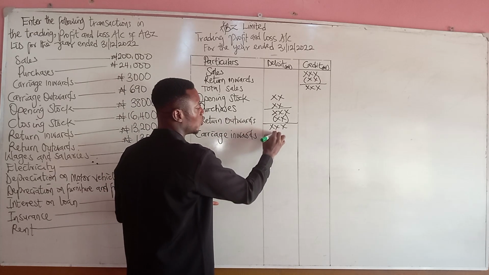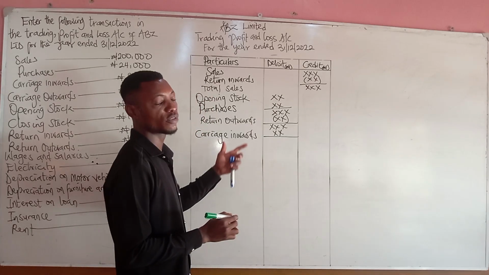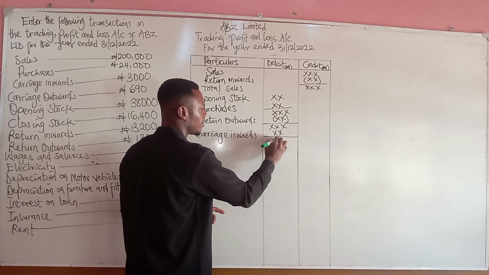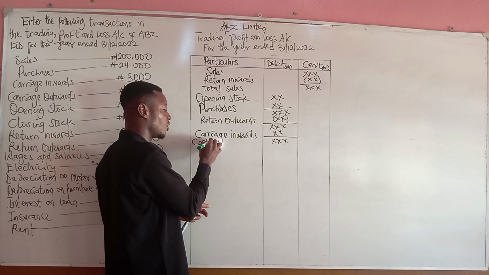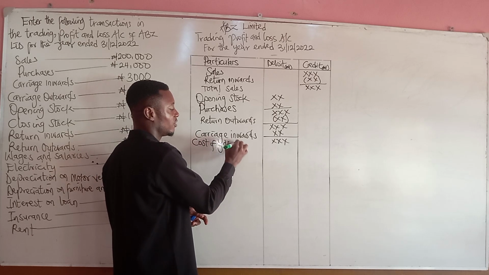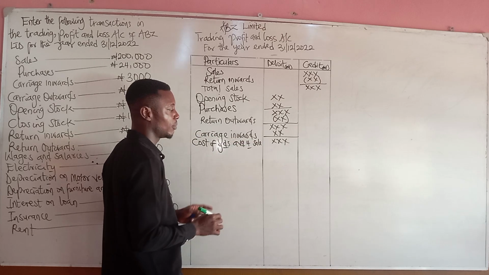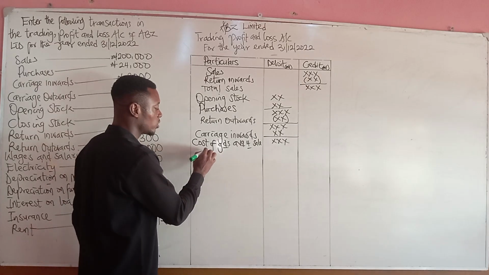Now my carriage inwards, I'll add. Carriage inwards is the cost of conveying the goods from where we got it to our shelf. So by the time we add, this becomes my cost of goods available for sale. Now, I'm using abbreviation because of space. Now, the next thing is closing stock.